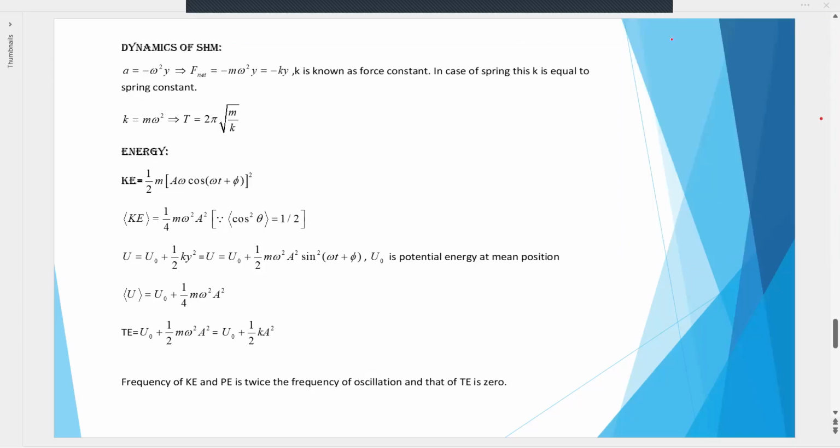Hi students. In the last lecture, we discussed kinematics of SHM. Now in this lecture, we are going to discuss dynamics of SHM.